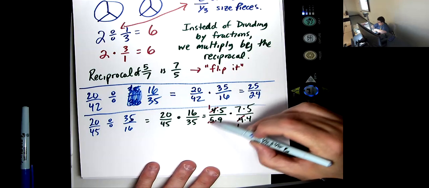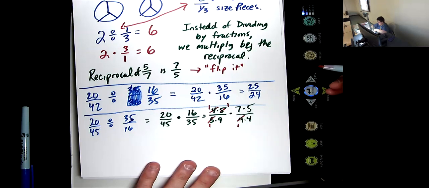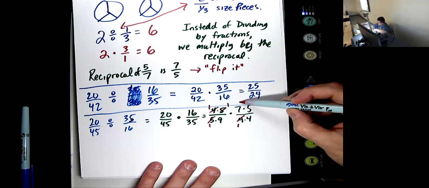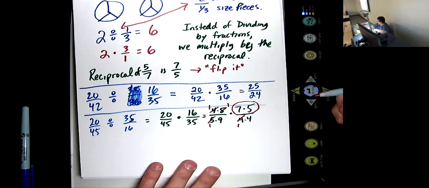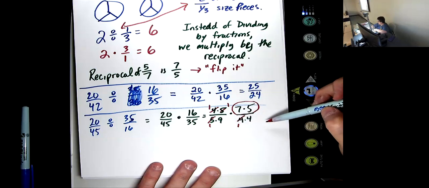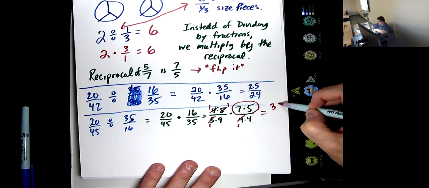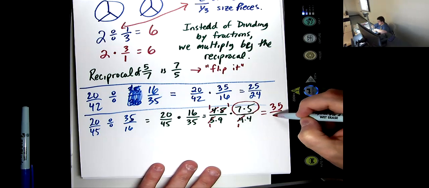I see a 5 on bottom and a 5 there. And I don't see anything else that cancels. I want to point out that 7 and 5 are both prime numbers. So unless I can get a 7 or a 5 out of the 9 and the 4, we're done. 9 is 3 times 3, 4 is 2 times 2. Neither of them have a 7 or a 5 in them. So we're done. 7 times 5 is 35. 9 times 4 is 36.